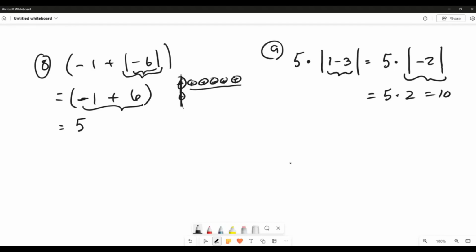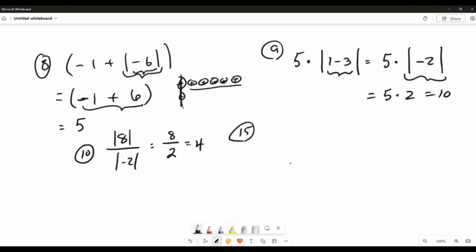Then on number 10, we had absolute value of 8 over absolute value of negative 2. The absolute value of 8 is 8. The absolute value of negative 2 is positive 2. And 8 divided by 2 is 4.